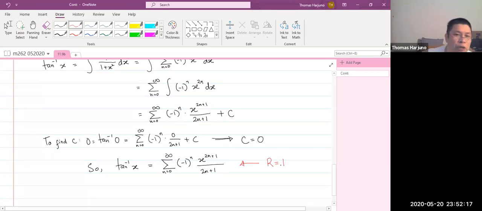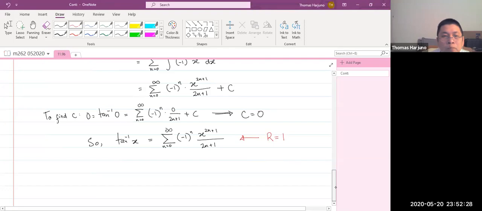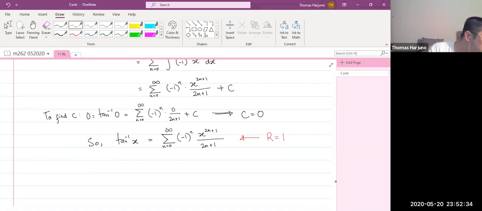You can use ratio tests actually to check the radius of convergence here, but you will find that it's actually still 1. If you want to check that radius of convergence, I will not do that anymore. You can do it yourself.